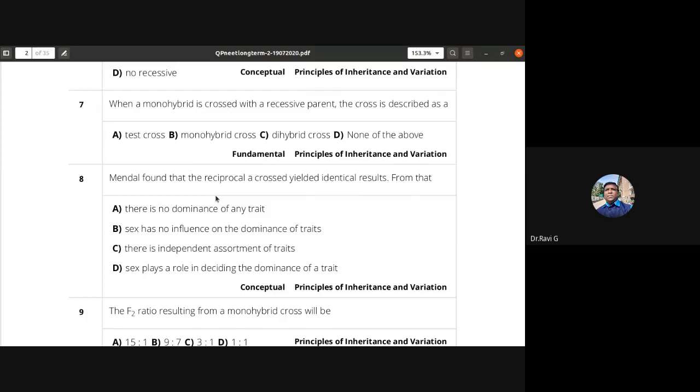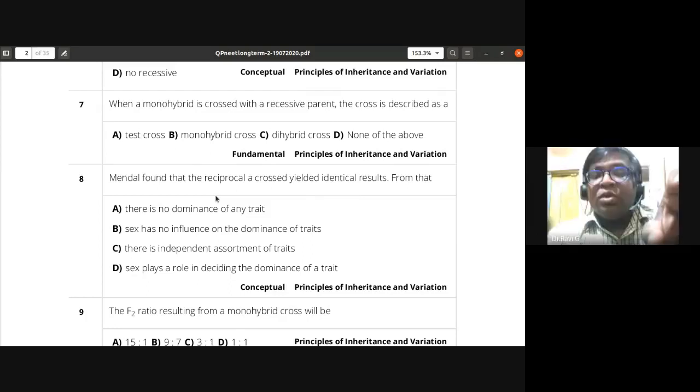Eighth one, Mendel found that the reciprocal cross yielded identical results. See, the reciprocal cross, we do it in the first generation. So pure tall and pure dwarf, we are crossing there. In the first cross, we'll have pure tall as the male plant and pure dwarf as the female plant. Then in the other cross, the reciprocal cross, pure tall is made the female and pure dwarf is made the male. So the gender of these parents is changed.